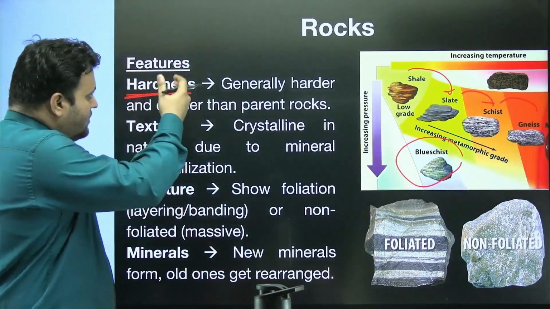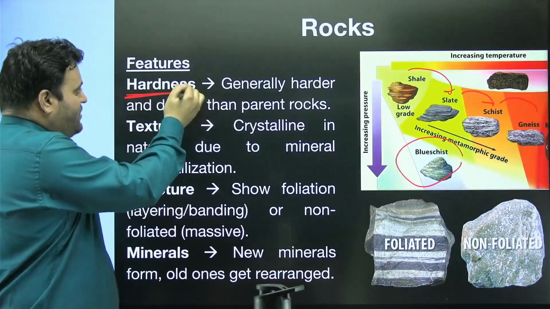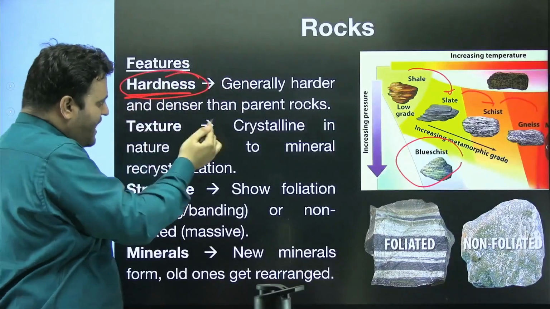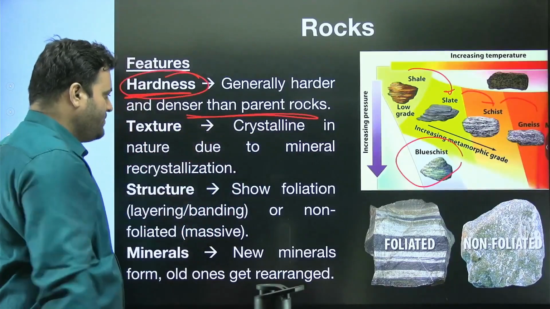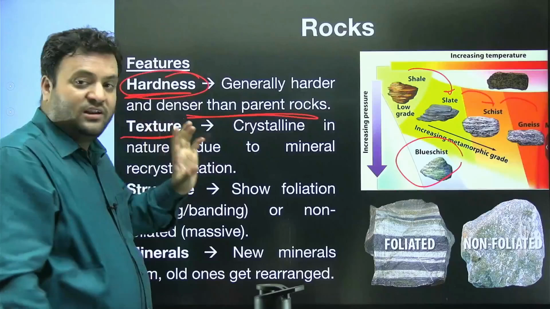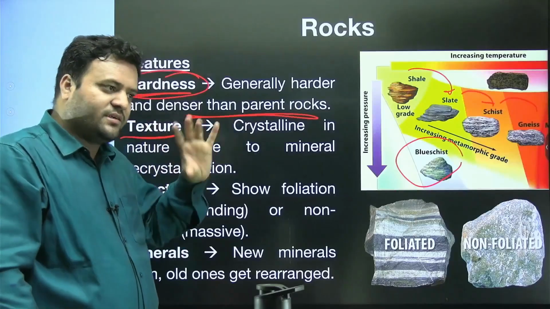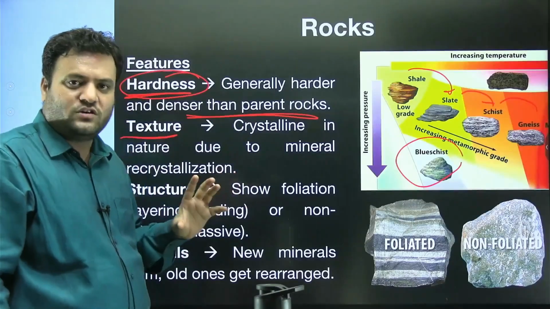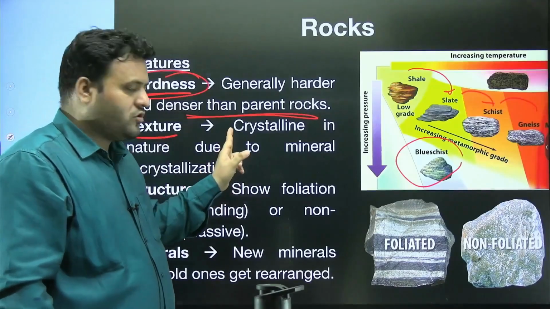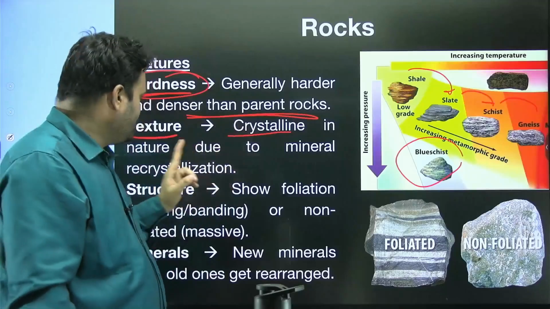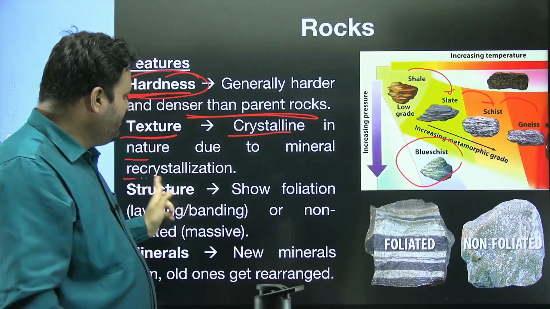So these rocks, sedimentary metamorphic rocks, are actually hard. They are hard and denser than their parent rock. Their texture is actually crystalline. Yes, they have some sort of similarity with the igneous rocks. They have some sort of crystalline properties. They have a crystalline structure due to mineral recrystallization.